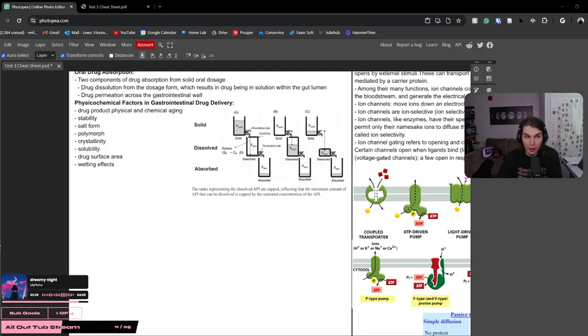So this actually does have an ability to saturate as well when it comes to absorption, because there's different areas where you can actually have saturation limited absorption. And that's specifically through P-gp, which I don't know the acronym for. Please do not try to ask me the acronym.